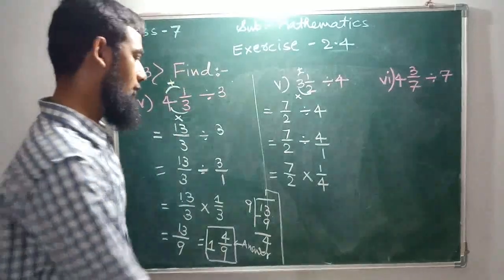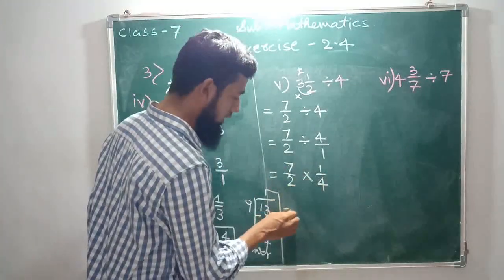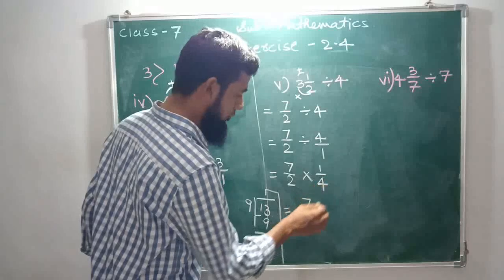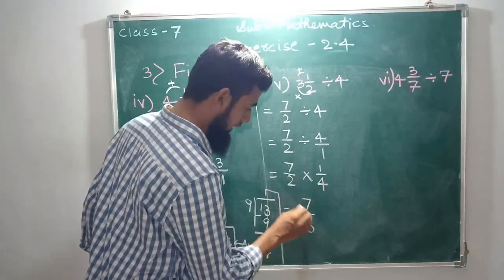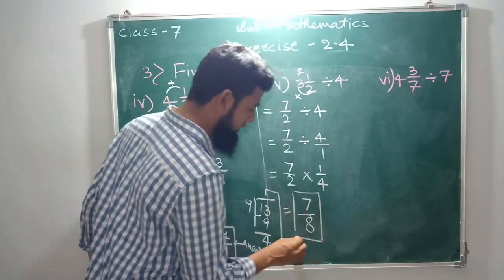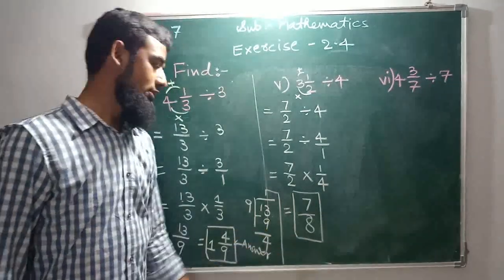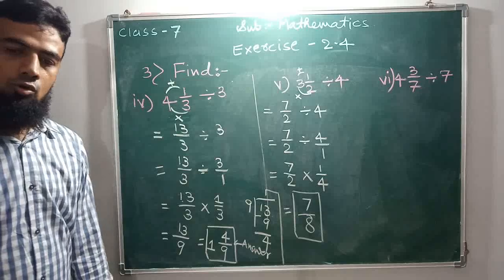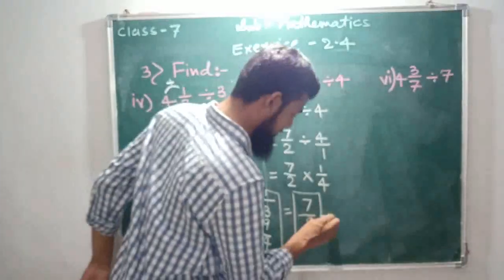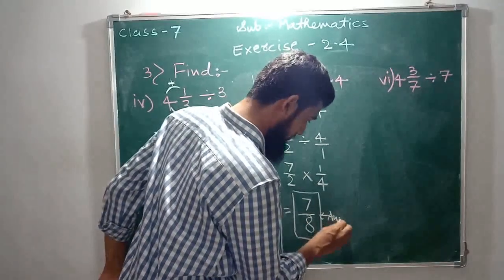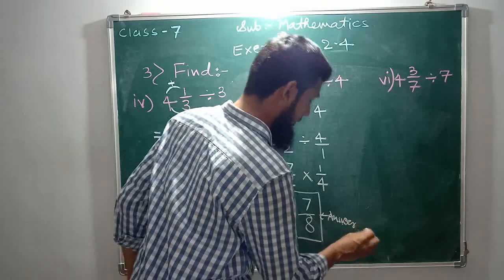Now 7 times 1 is 7, and 4 times 2 is 8. So it is a proper fraction, so there is no need to divide by the denominator. So it is your answer. Understood?